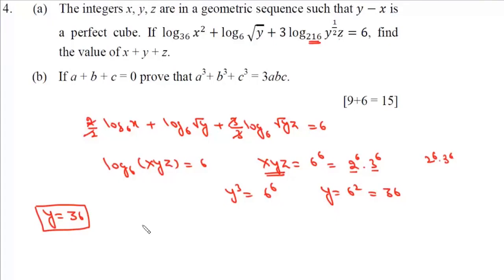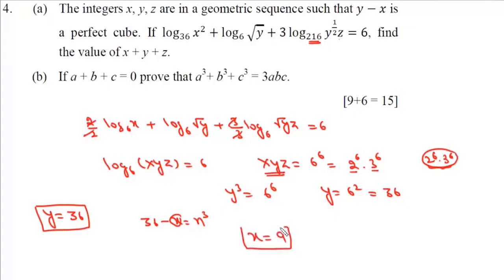Now it says it should be such that y minus x, which is 36 minus x, should be a perfect cube of a number. So we have to choose this x as any factor of 2 to the power 6 into 3 to the power 6, so that it becomes a perfect cube. Now we know that 27 is a perfect cube, and 36 minus 9 is 27, and 9 is a factor of 2 to the power 6 into 3 to the power 6. So basically we can take x as 9.